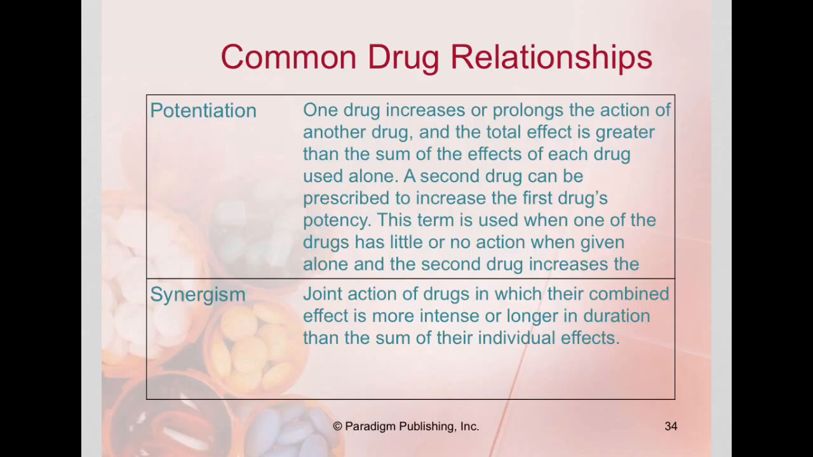A second drug can be prescribed to increase the first drug's potency. This term is used when one of the drugs has little or no action when given alone, and the second drug increases the potency of the first drug. So, this is whenever you'll see combo drugs together. Sometimes drugs need the help of a second drug. And you'll see that as we go through the other chapters of different drugs that can be taken alone, but with the help of the second drug, it can speed up the absorption or things like that.